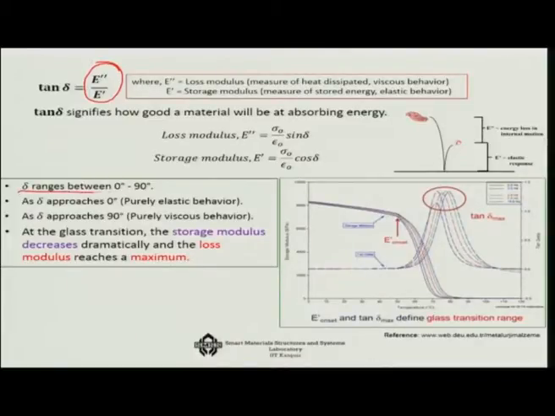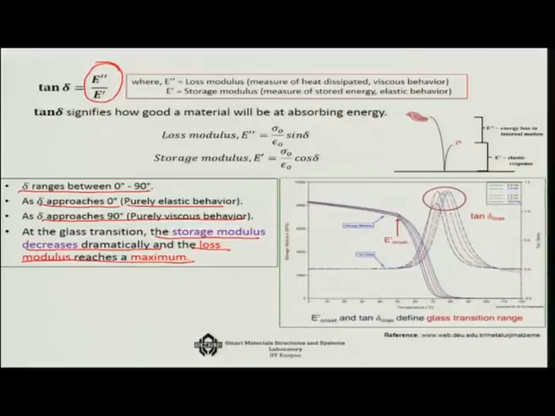The delta value ranges between 0 to 90 degrees, and as delta approaches 0 degrees, you get purely elastic behavior. As delta approaches 90 degrees, purely viscous behavior, and delta in between the two is viscoelastic material. At the glass transition temperature, the storage modulus decreases dramatically, I told you, and the loss modulus reaches a maximum.